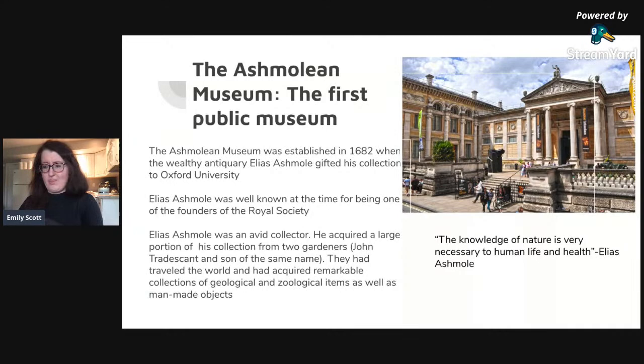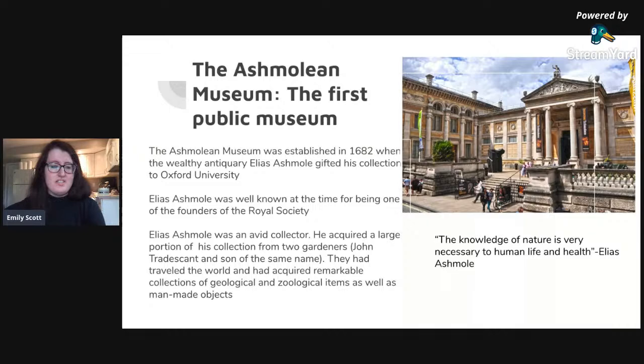The next museum I'm going to talk about is the Ashmolean Museum, which is often called the first public museum. The Ashmolean Museum was established in 1682 when the wealthy antiquary Elias Ashmole gifted his collection to Oxford University. I wanted to bring this up because it's connecting what I've been talking about, personal collections being donated to the university. So we're connecting personal collections and we're connecting the promotion of knowledge. And obviously we're connecting a grand exterior for these objects.